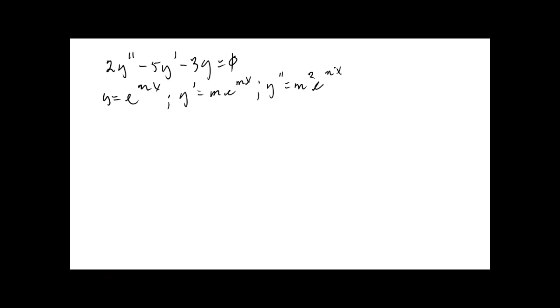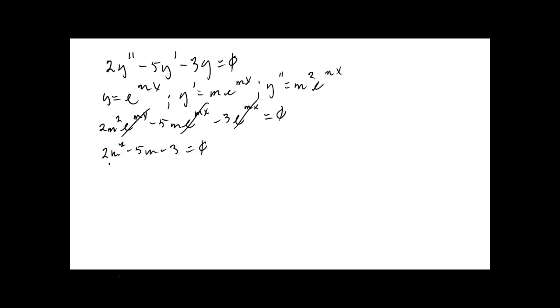Now after a while, you may be able to skip this step if you're familiar with it, but it's not bad to do it at first. So now we have 2m squared e to the mx minus 5m e to the mx minus 3 e to the mx, supposedly equal to 0. And what can we factor out? E to the mx, just throw it away, okay? Divide it out, whatever you think. That gives what we call our auxiliary equation, 2m squared minus 5m minus 3 equals 0.